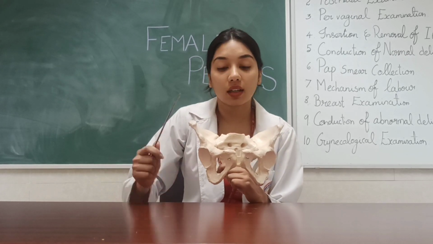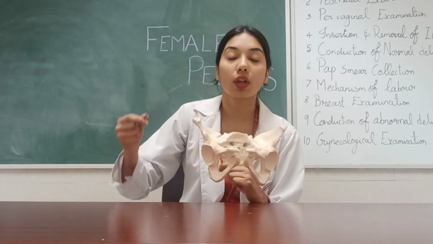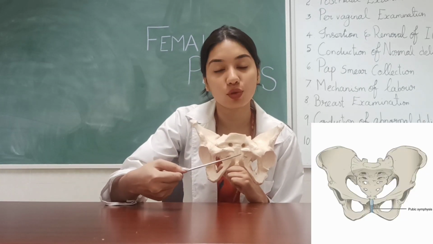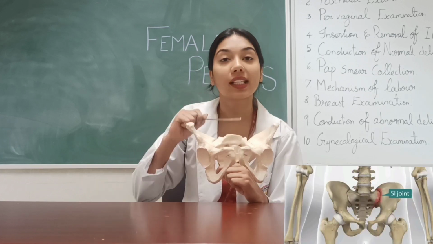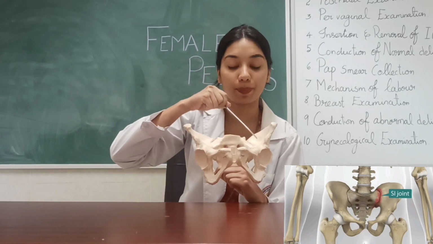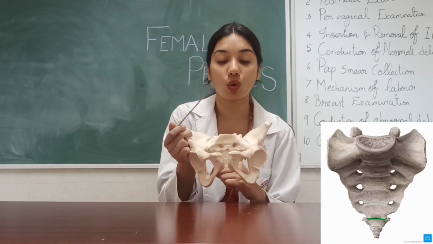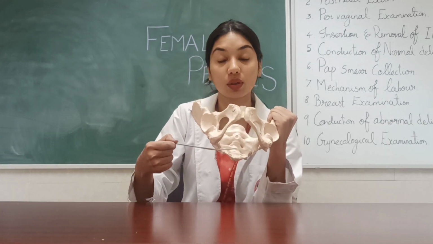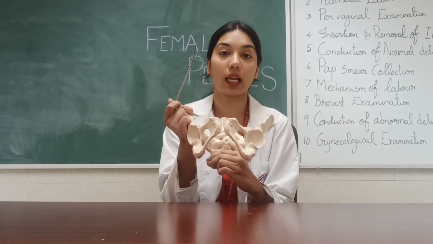Also, the female pelvis has three types of joints. What are these three joints? First joint is the symphysis pubis, which is a fibrocartilaginous joint. Second joint is the sacroiliac joint between the sacrum and the ilium, which is a synovial joint. The third joint is the sacrococcygeal joint, which is a type of synovial hinge joint. So these are the three types of joints.